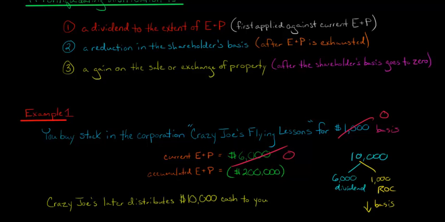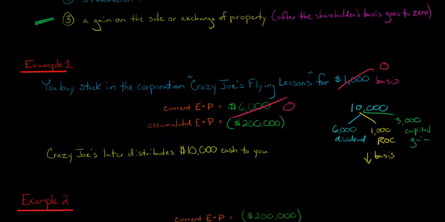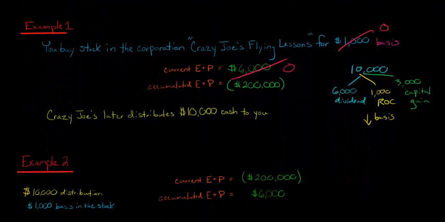Now, we've noticed that we've got a $6,000 dividend, $1,000 return of capital, but we still have $3,000 left of that $10,000 distribution. So what are we going to do? That's going to be considered a gain on the sale or exchange of property. So we're going to have a $3,000 gain, and let's just say that this was a capital asset in your hands, like the stock you own, which for most people is probably a capital asset. So you have a $3,000 capital gain. That's how that's going to work. Now, I just want to change the facts slightly and show you how things would play out.